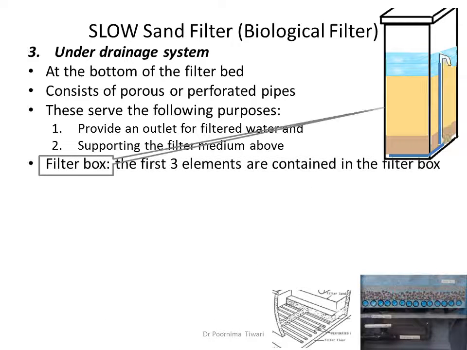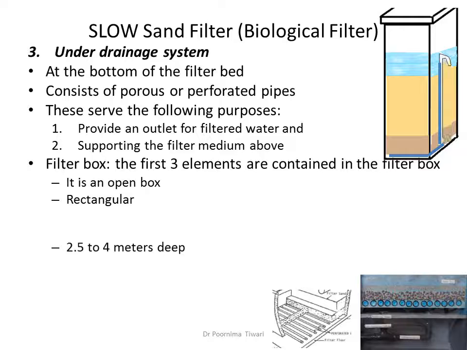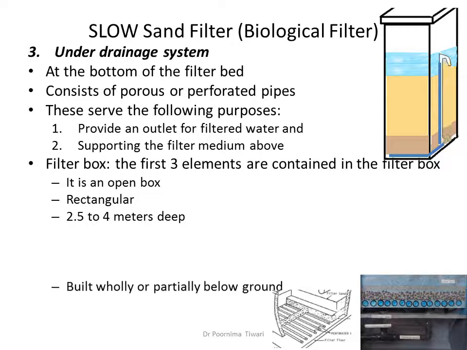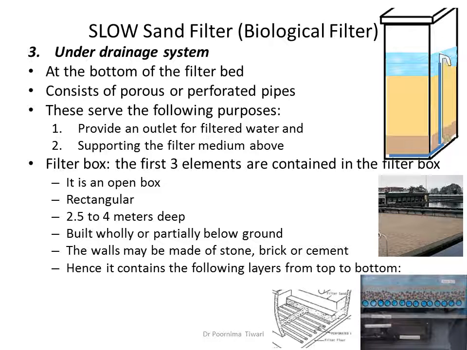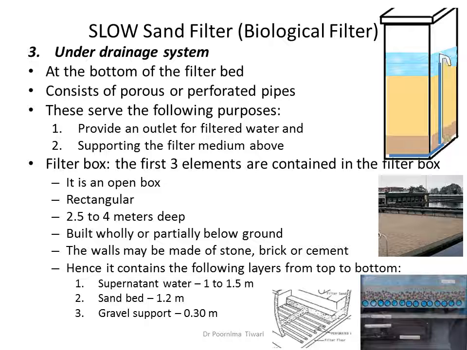The filter box encloses all the three elements. It is an open and rectangular box which is 2.5 to 4 meters deep, built wholly or partially below the ground, and the walls may be built of stone, brick or cement. Hence, it contains from top to bottom the following layers: supernatant water, sand bed and gravel support, filter bottom.